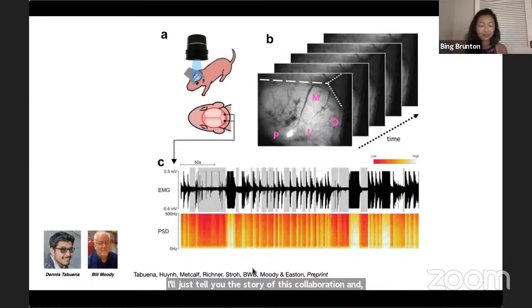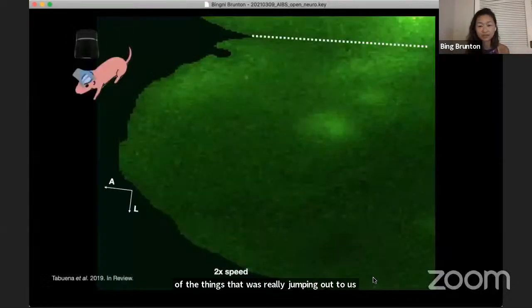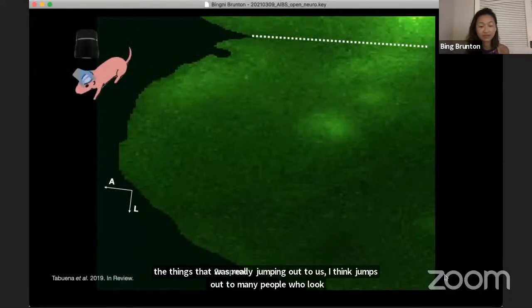I was really excited when I ran into my downstairs neighbor at the University of Washington, Bill Moody, and his graduate student, Dennis Tabuena, who has been taking these wide field calcium imaging data sets of mice during development. These are pups from 1 day to, I think, up to 10 or 11 days after they had been born.